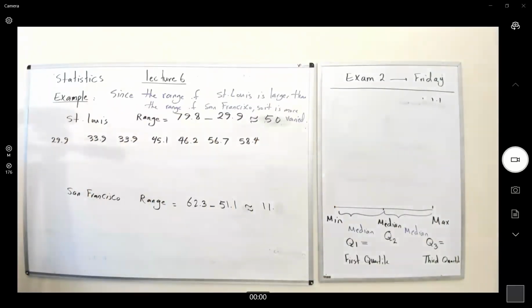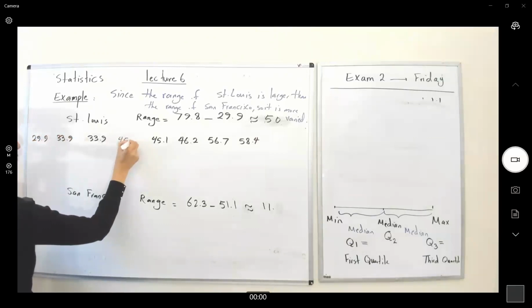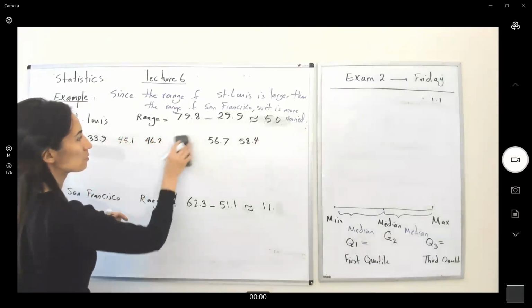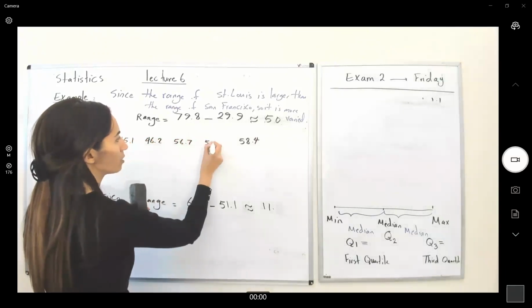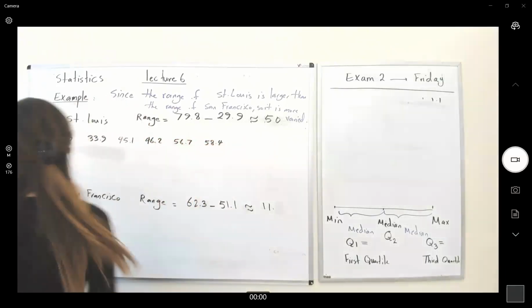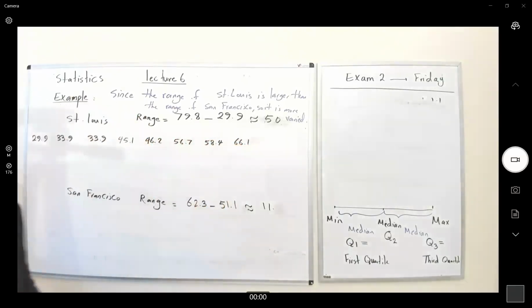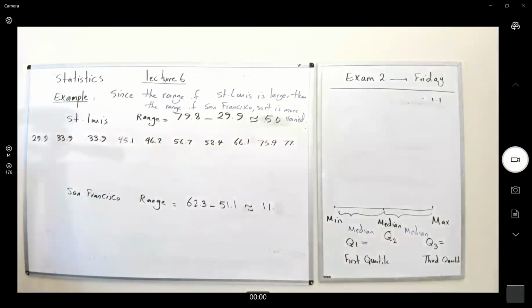So let me write that a little bit closer. 29.9, 33.9, 45.1, 46.2, 56.7, 58.4, and after that we have 66.1, we have 75.4, we have 77.6 and 79.8.